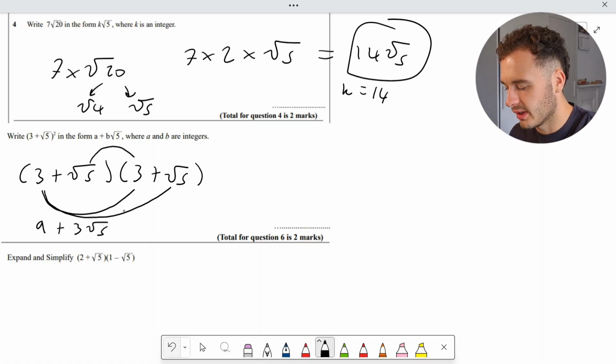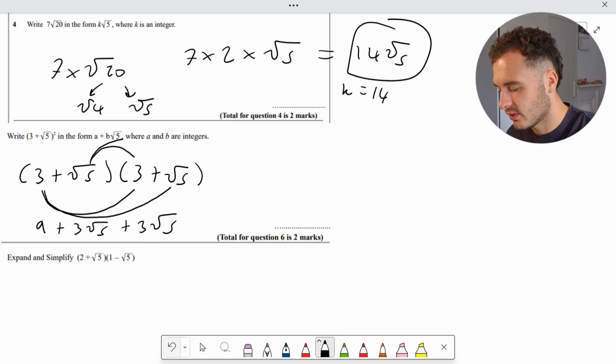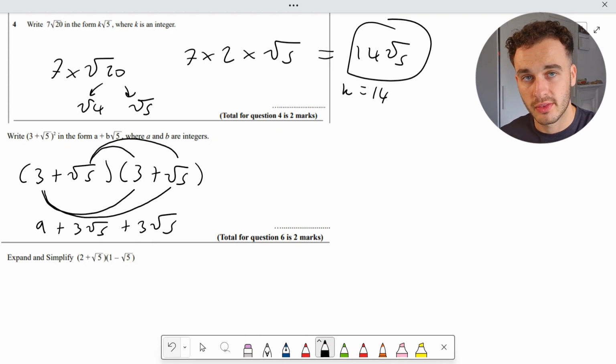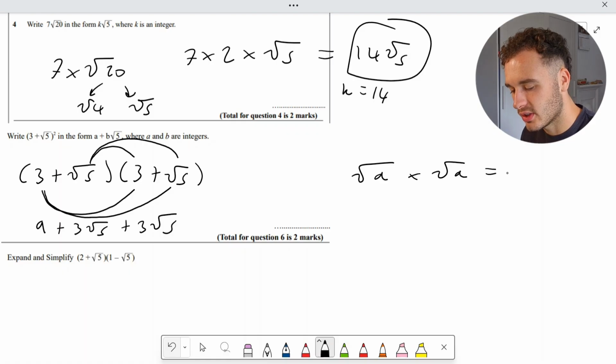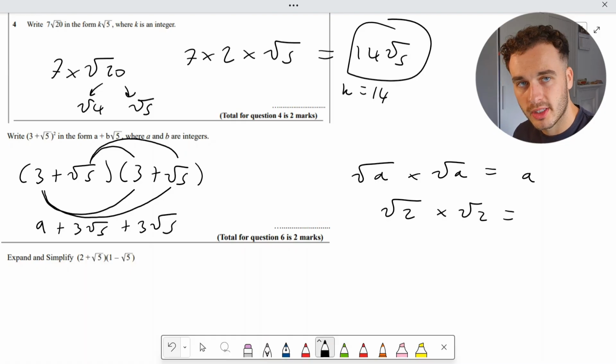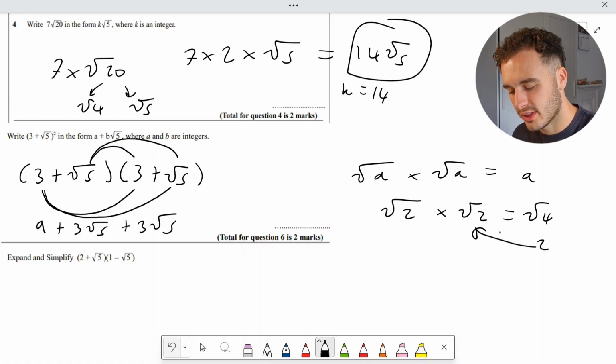Root 5 times by 3 is 3 root 5. And root 5 times by root 5, but we need to be aware of this rule. If we've got root A times by root A, then that is just A. Because if you think about it, say we've got root 2 times root 2, then we multiply the numbers on the inside, that is root 4, and then the square root of 4 is just 2, and 2 is this inside number here. So root 5 times root 5 is just 5.